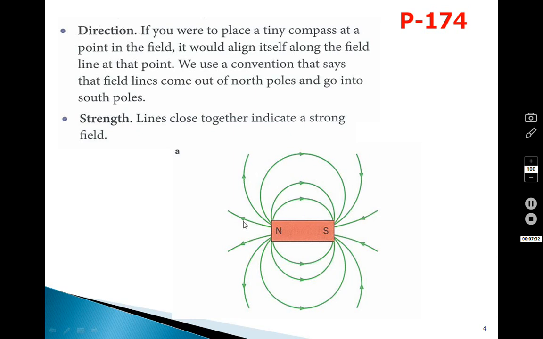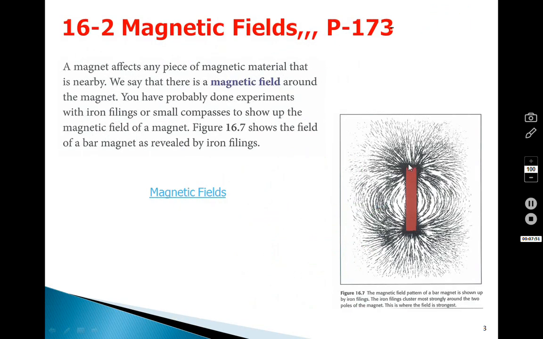The second thing is strength. Lines close together indicate a strong field. So where the lines are close to each other, that means it is a very strong field. And where the lines are not close to each other, the field is less than there, as we said in this figure. So the field is very strong here, and less here.